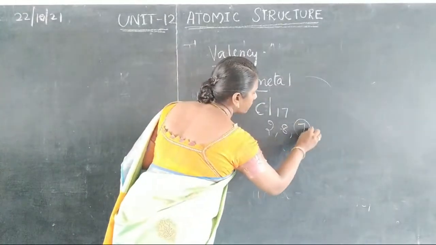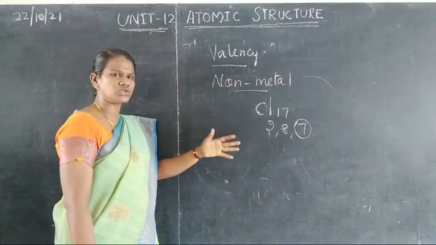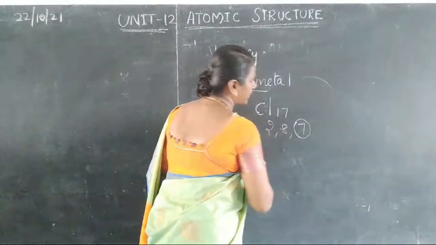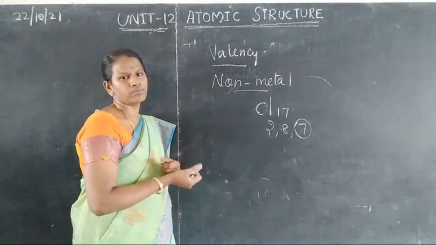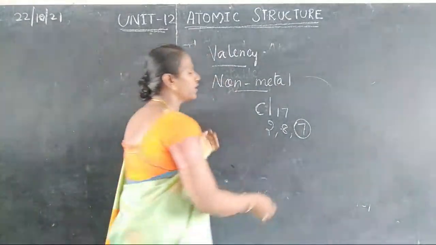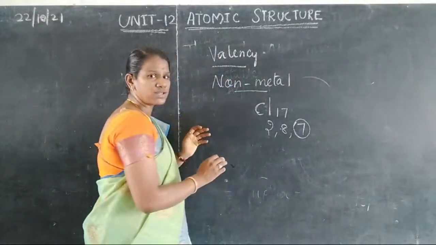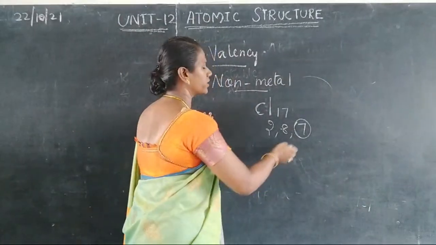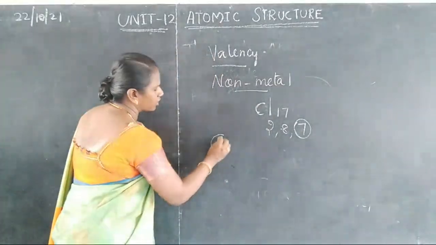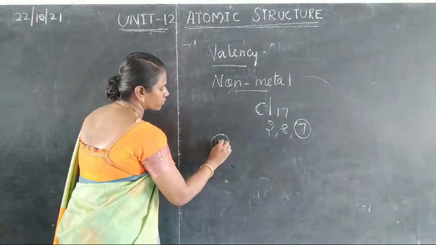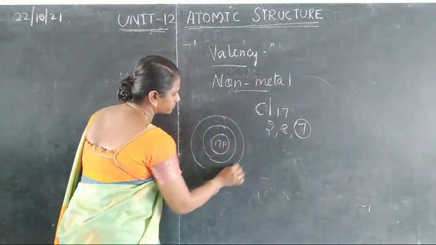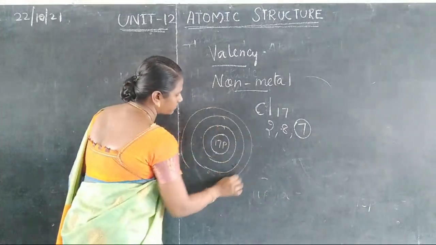But in the outermost shell, how many electrons are there? 7 electrons in their outermost shell. So, if chlorine gains 1 electron, it will become stable. It will attain the octet electronic configuration. 2, 8, 7. So chlorine has 17 protons.